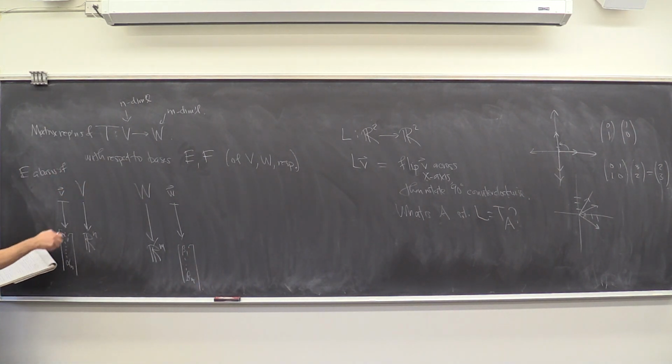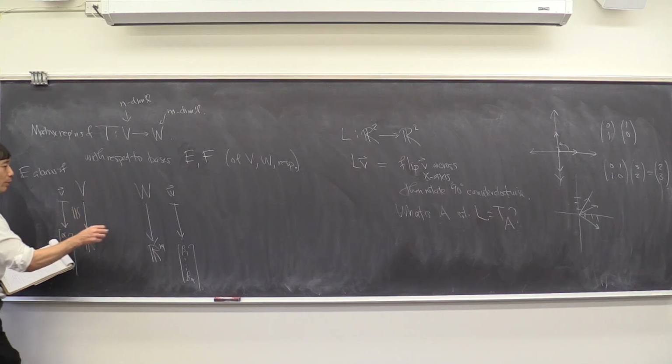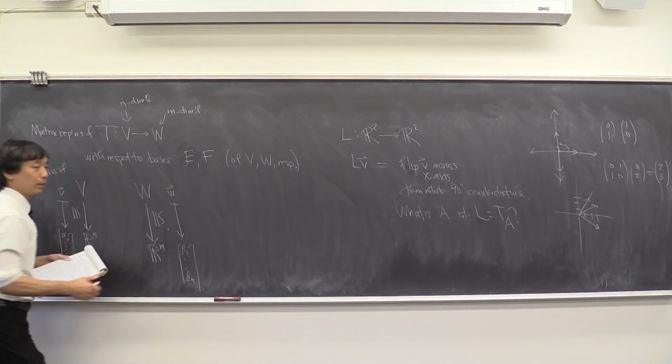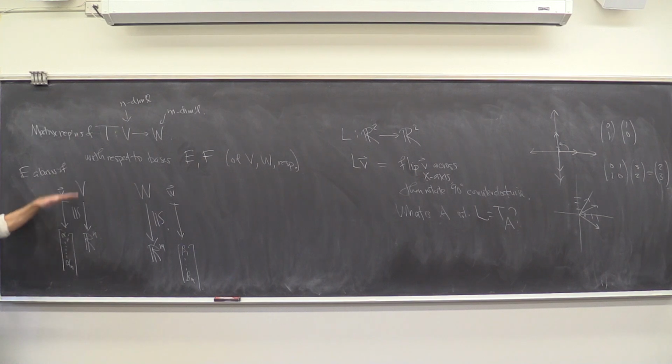Right. And remember that these maps are isomorphisms. They're two-way maps, right? You can go from the coordinates back up to the vector. You can go from the vector to the coordinates, and it's one-to-one and onto. Importantly, it's an isomorphism.